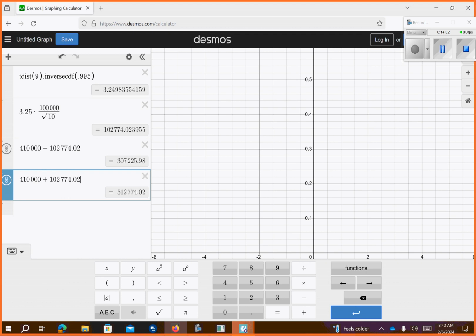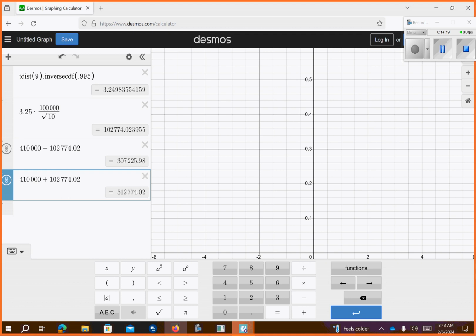Okay, so that was the answer to number 8. Briefly explain why t and not z is appropriate here. We're using the sample standard deviation. We're not given the overall standard deviation, and we have a sample size less than 30.